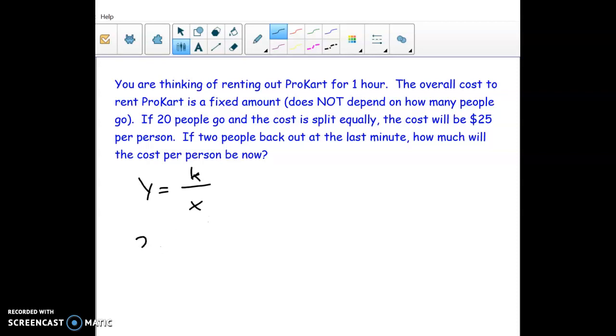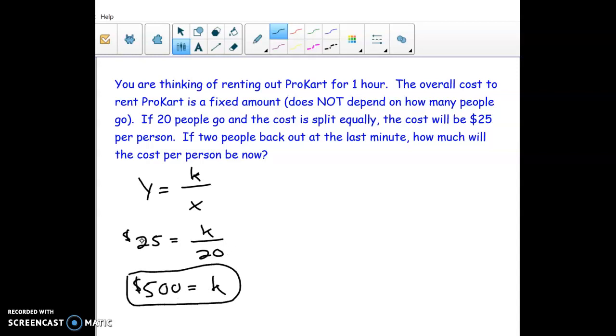Okay, it says the cost will be $25 if 20 people go. If you multiply 25 by 20, you'll get 500. So that's the constant, the total cost to rent it. 20 people pay 25 each, that's 500. So my equation would be 500 over x.